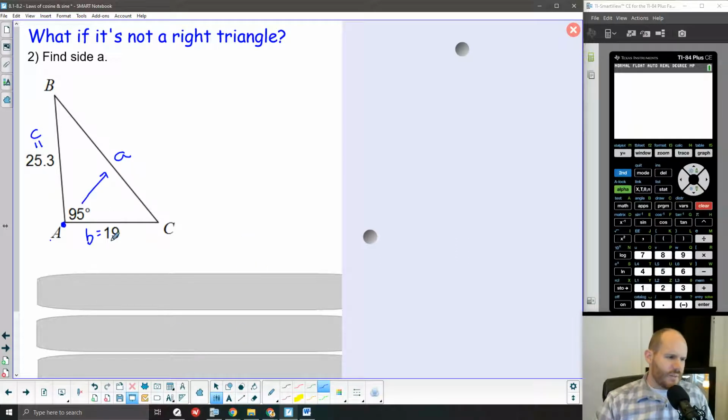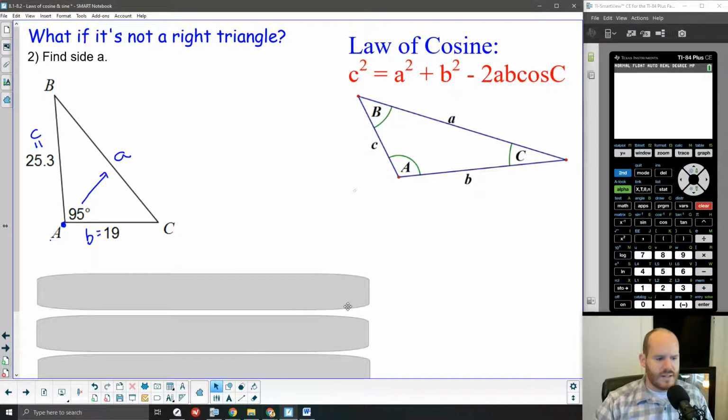Now because this is not a right triangle, I can't actually use the Pythagorean theorem, but don't you worry, because we have a couple of alternate formulas. The first one is called the law of cosines, and essentially the law of cosines is the generalized Pythagorean theorem. In fact, if you look at the beginning of it, you'll see the Pythagorean theorem there, and we'll circle back to how we get the Pythagorean theorem out of this generalized law of cosines. But the law of cosines is more powerful because it works on all triangles, not just right triangles.